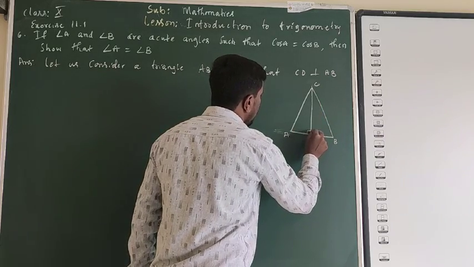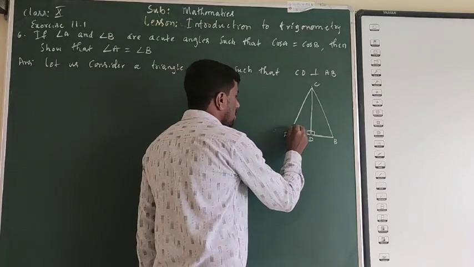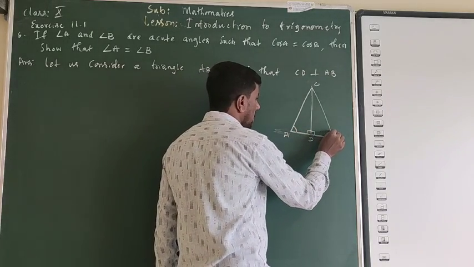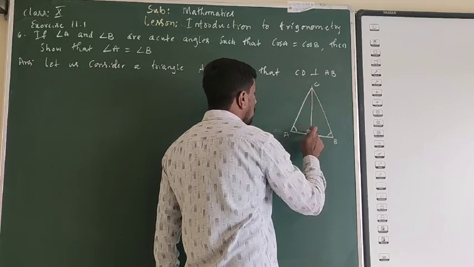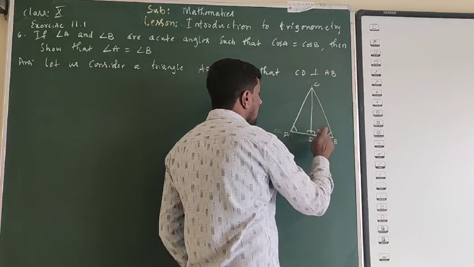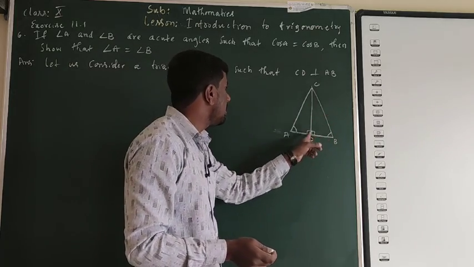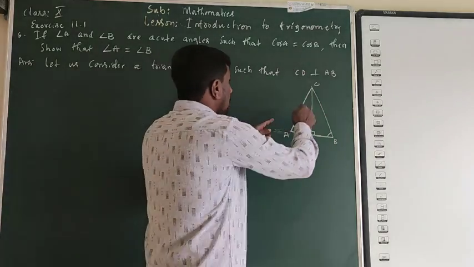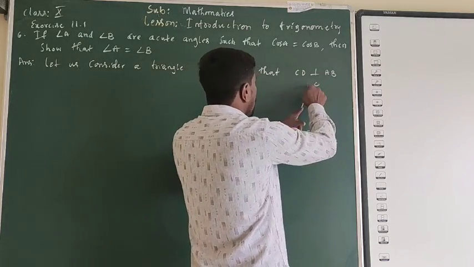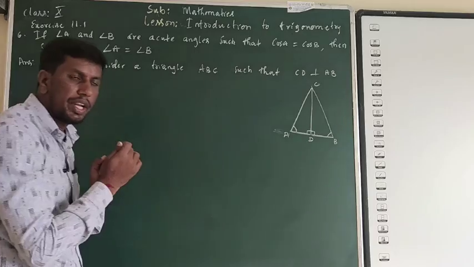Then only we will form two right angle triangles. Okay, I can use the cosine function. Now this is angle A and this is angle B. Now ACD is one triangle and BCD is another triangle. ACD is one right angle triangle and CBD is another right angle triangle. Initially we have taken ABC, one triangle, and we have converted it into two right angle triangles.